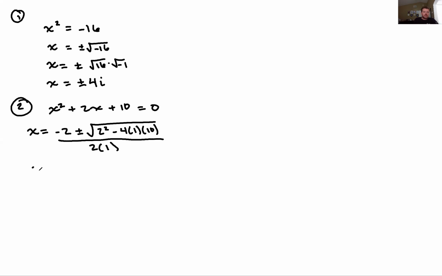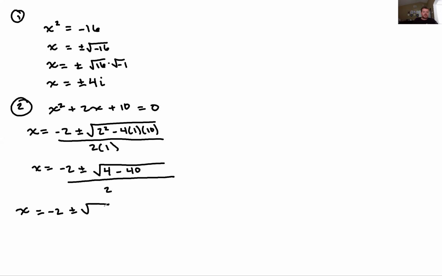So we're going to follow order of operations. I have negative 2 plus or minus the square root. 2 squared is going to give me 4. 4 times 1 times 10 is going to give me 40. And then over 2 times 1, which is, of course, 2. We'll continue to simplify. Inside the radical, I have negative 2 plus or minus the square root of 4 minus 40, which is negative 36, and that's all over 2. Then I'm going to evaluate the square root now.